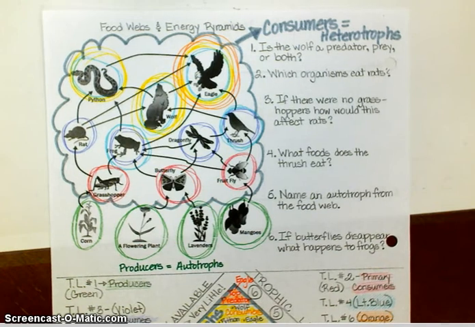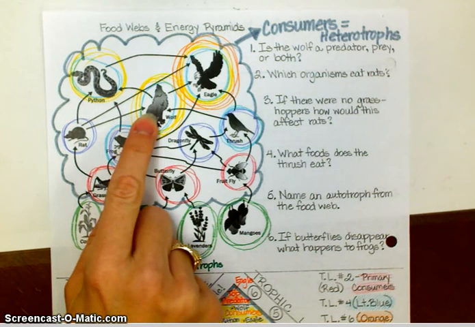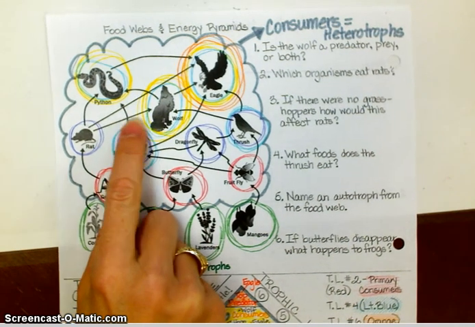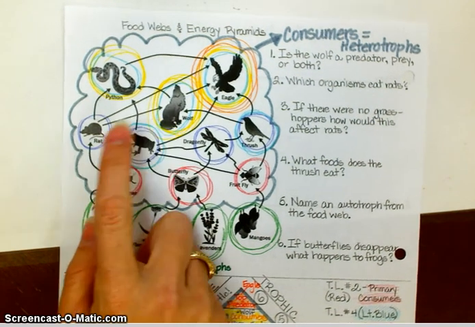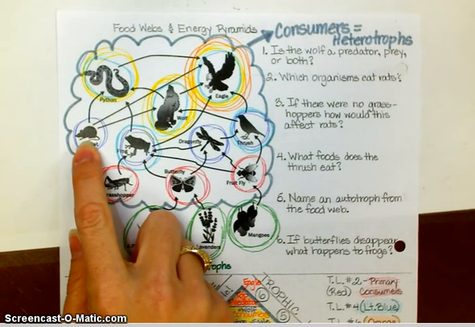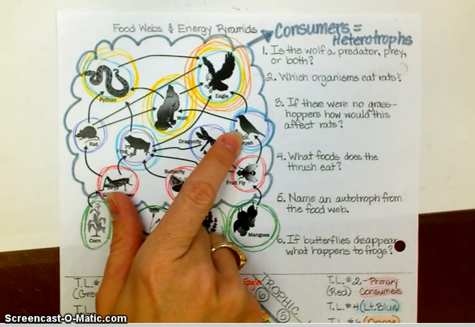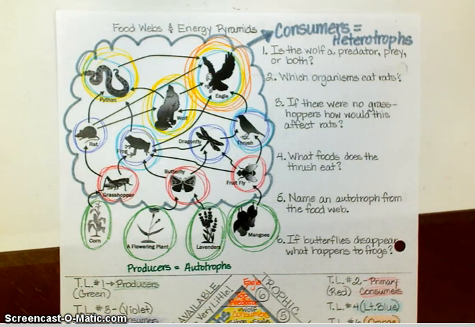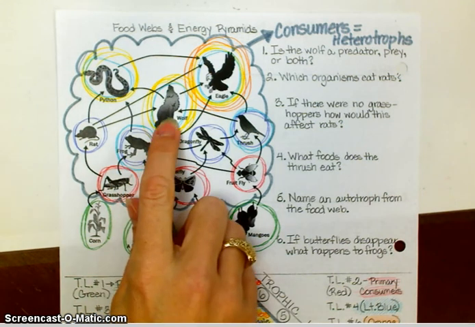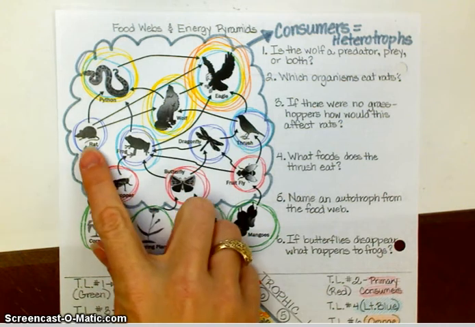Okay, so the first question we have is, is the wolf a predator, meaning something that kills and eats something else? Is it prey, something that gets eaten, or is it both? If you look at the wolf, there are arrows coming to the wolf, meaning that the wolf is eating the rats. The wolf is eating the thrush. So the wolf is a predator of both the thrush and the rat.